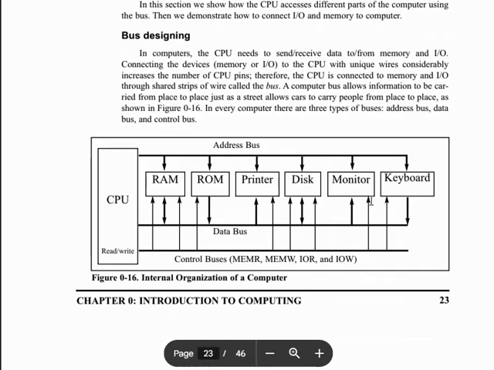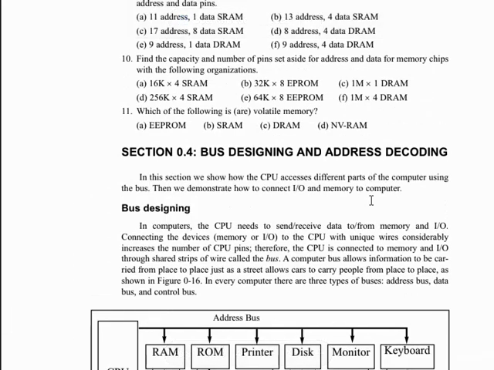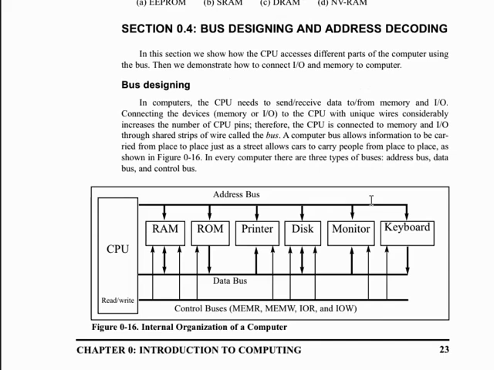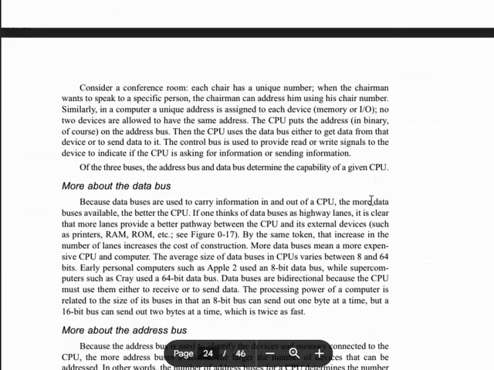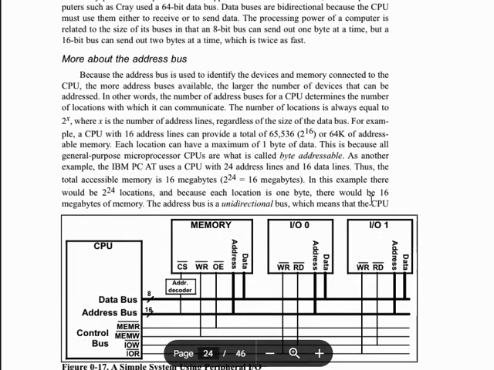Then we have bus designing and address decoding. Firstly, we have bus designing. Bus designing refers to the process of creating a communication pathway between different components of a computer system, such as the CPU, memory, and the peripherals. A bus is a system of wires that allows data to be transmitted between the components. There are different types of buses. If we read here, the address bus carries memory addresses from the CPU to the memory and the peripherals. There is also the data bus.